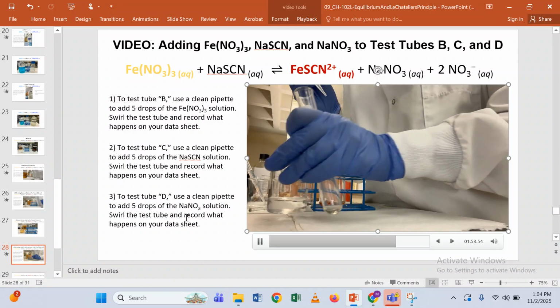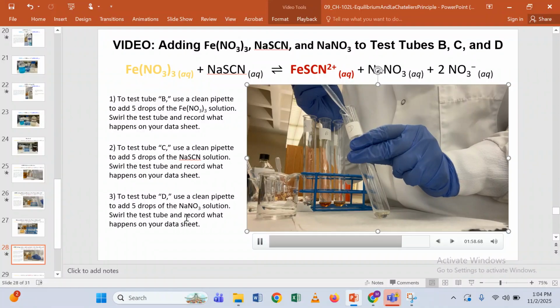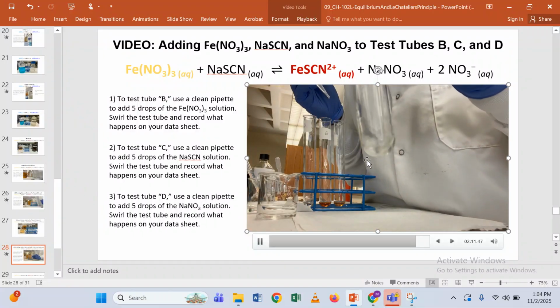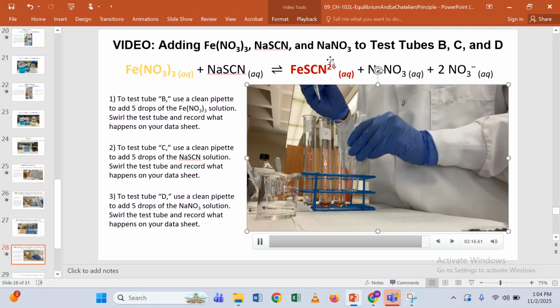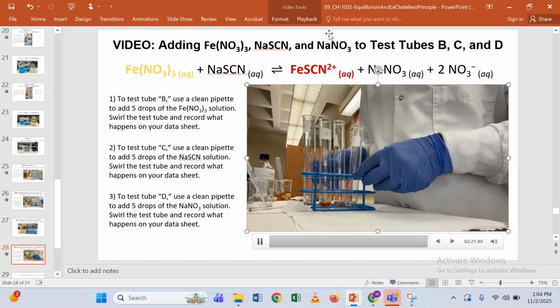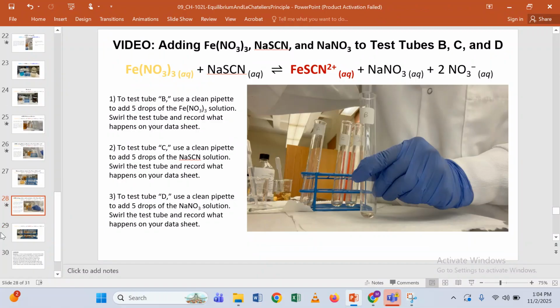So we're going to be adding it to test tube D. We'll be adding the drops, 5 drops. Very good. As you can see, now this is clear. We're not seeing any red color. This is very clear. So this shows us that it's shifting to the left. So we're not shifting to the right anymore. We're shifting to the left. So for test tubes B and C, it's a right shift favoring the product. For test tube D, it's shifting to the left, favoring the reactants.